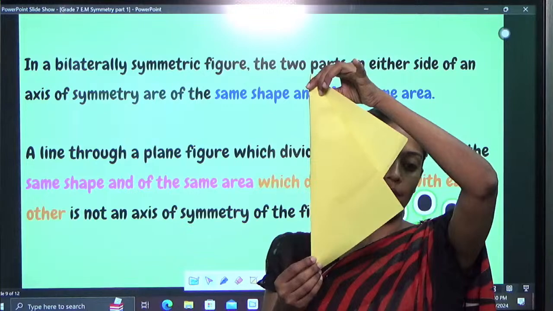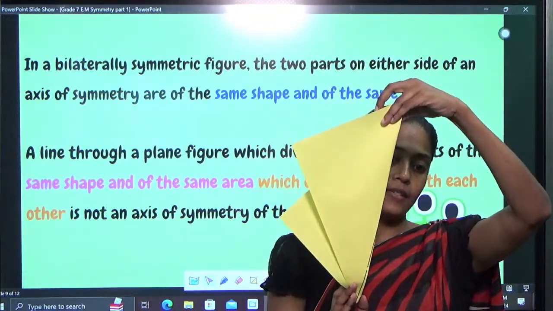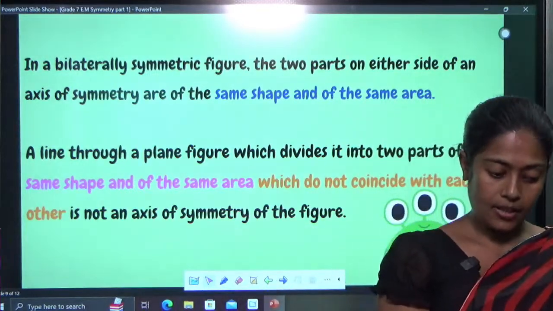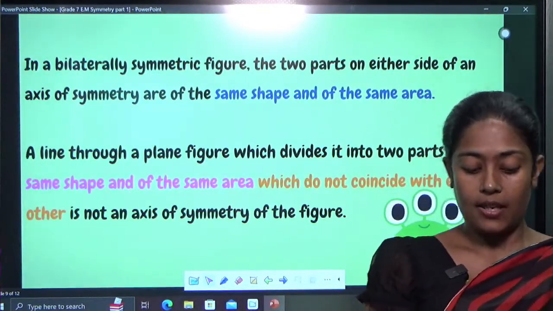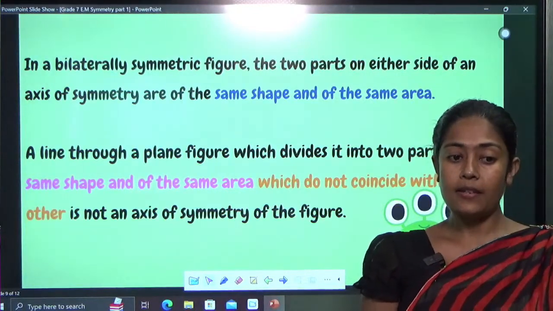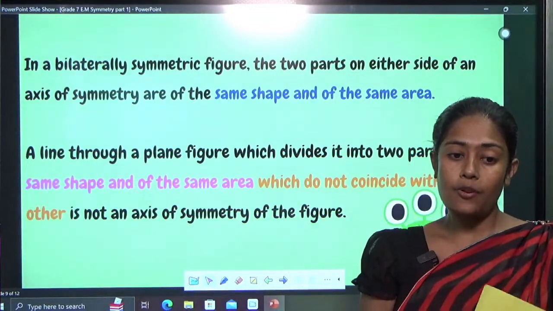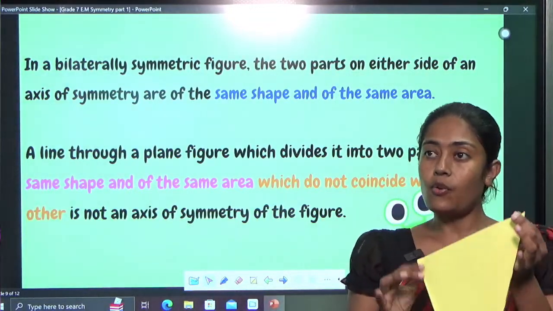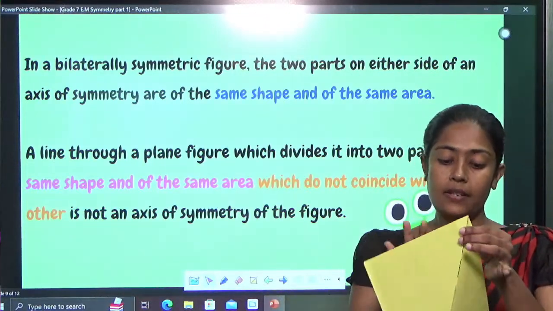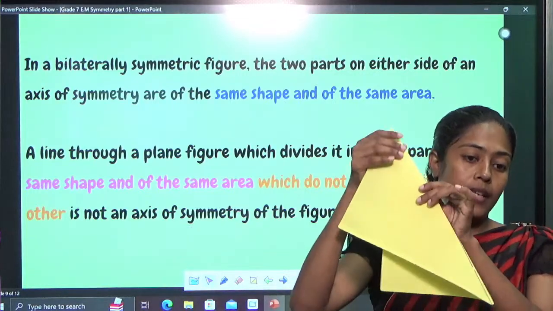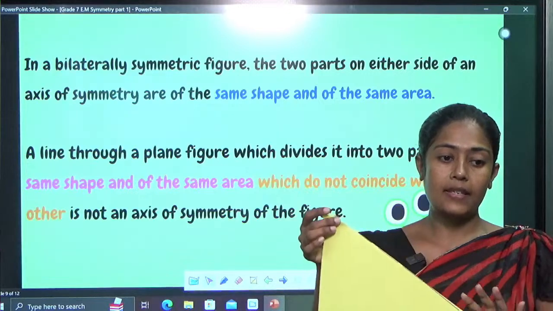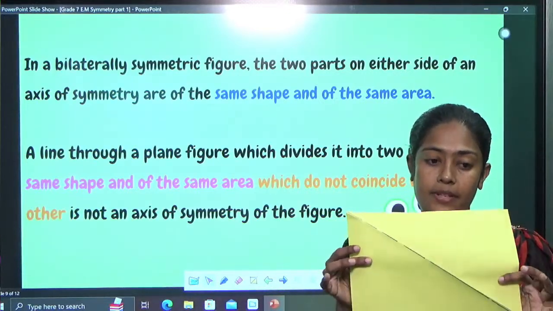Here, look at the other sides also. They do not coincide with each other. So, you have to identify if a figure has the same shape and same area, but you have to check again whether they coincide with each other. That does not happen here, right? In this figure, they do not coincide with each other. So, you can't identify this one as a bilaterally symmetric figure.